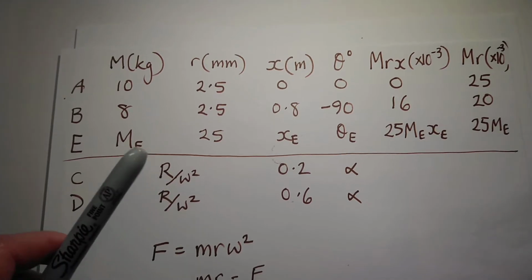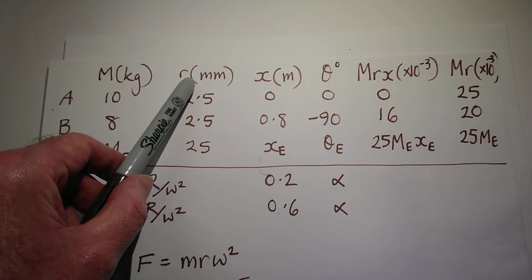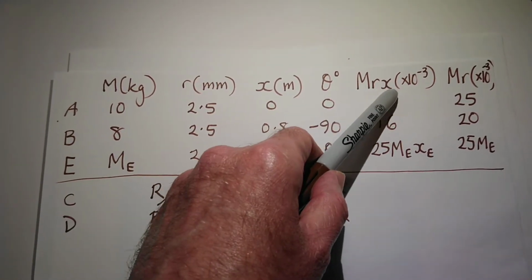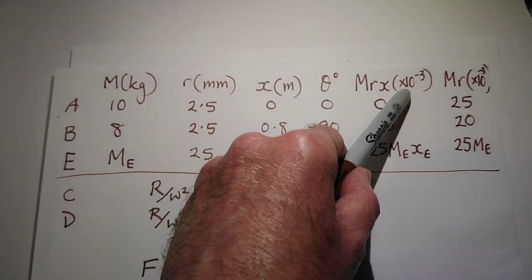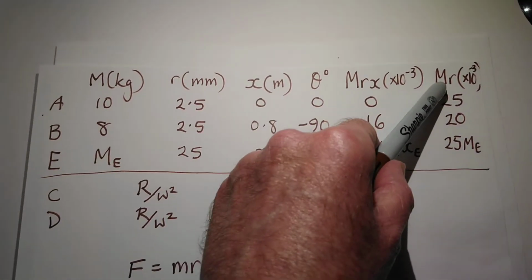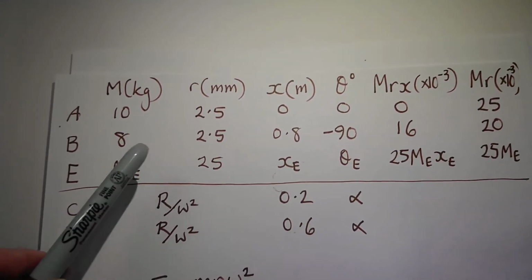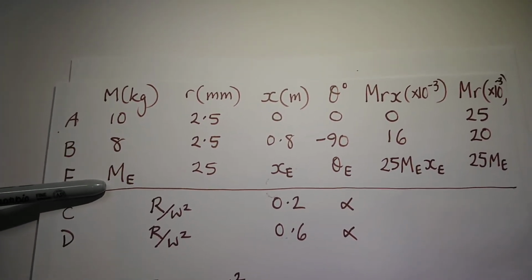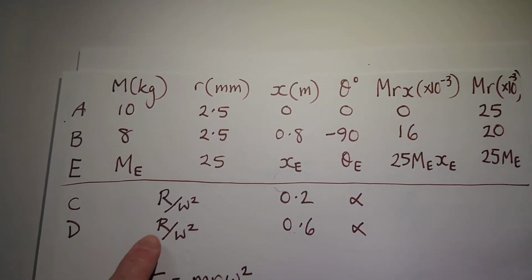So next we set up our table of values. So I have M in kilograms, R in millimeters, X in meters, theta in degrees, and then MRX. And we need to remember that each value in this column I'm going to need to multiply by 10 to the -3. That's because the R values are in millimeters. And then MR, and again each of these values will be 10 to the -3. So you work those values out in the usual way, and above this line is just the three masses A, B and E. Now it's a little different for the two bearings.